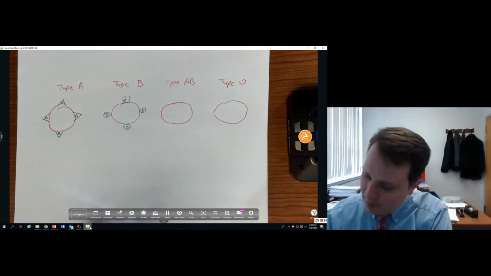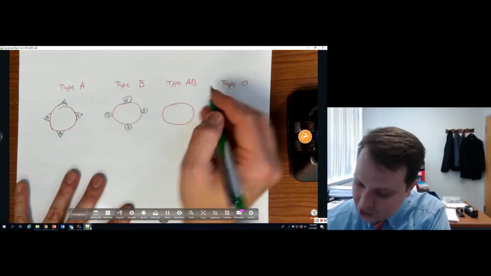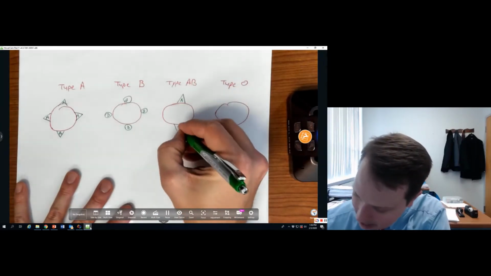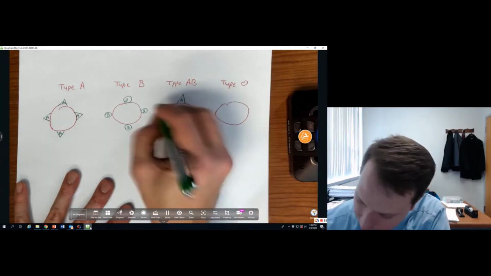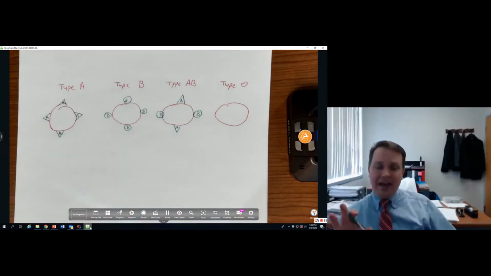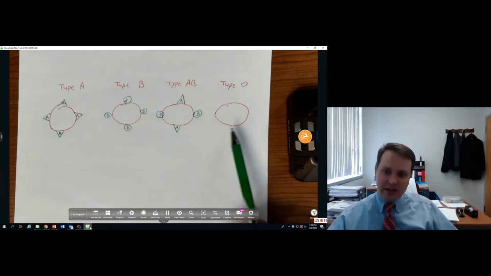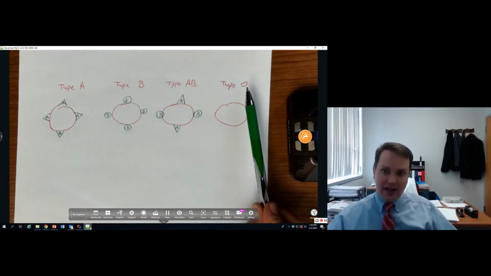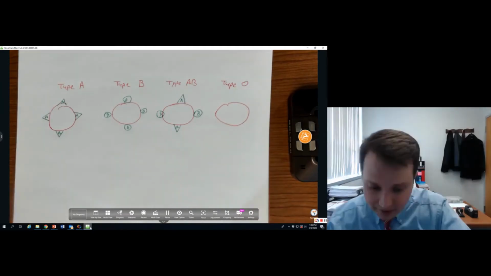Now, AB, as the name tells you, has both A and B antigen. So let's draw an A here and an A here, and then a B here and a B here. So they have both A and B antigen, both present. Now, type O will have no antigens present, hence type O. It has zero antigens.